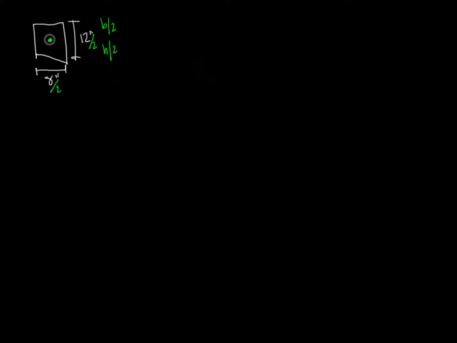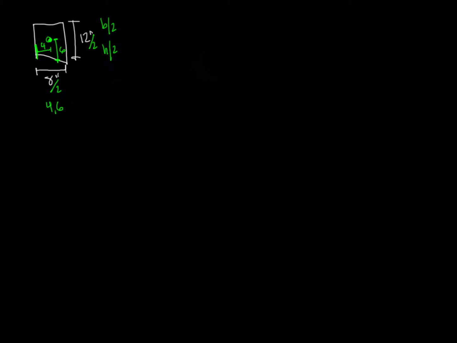What we're trying to do is find the centroid location from the bottom left-hand side of this rectangle. So from here to there, and from there to there. When we do the 12 divided by 2, we're going to get 6. And when we do the 8 divided by 2, we're going to get 4. So the x and y coordinate of that centroid is going to be 4 and 6.